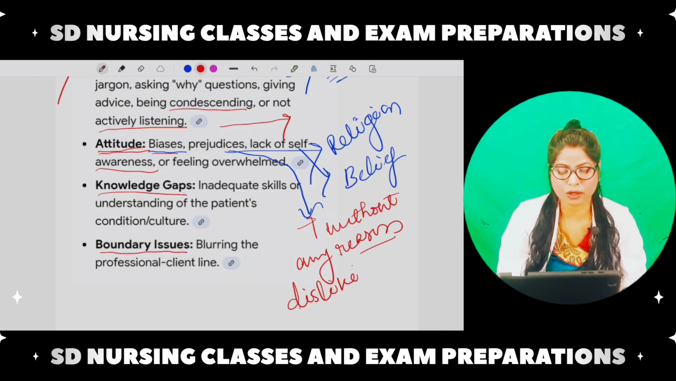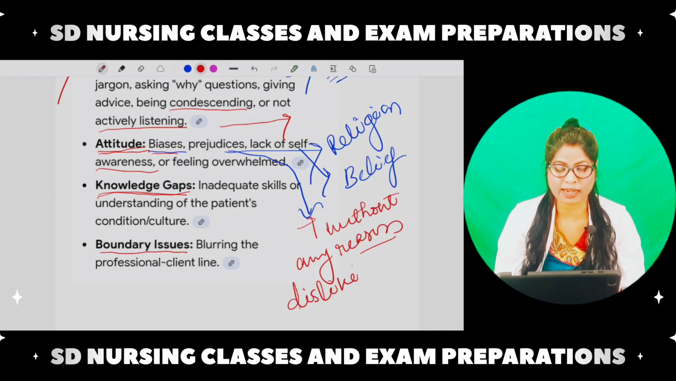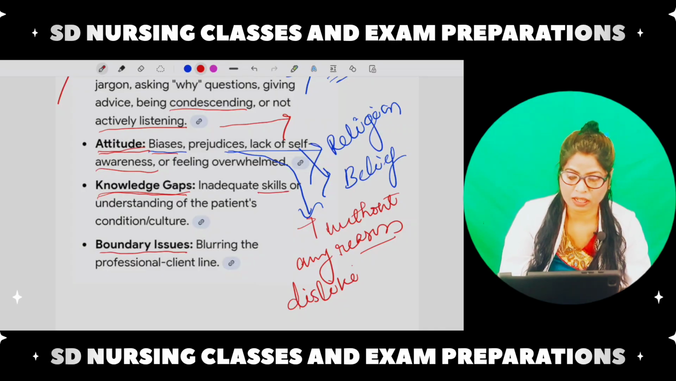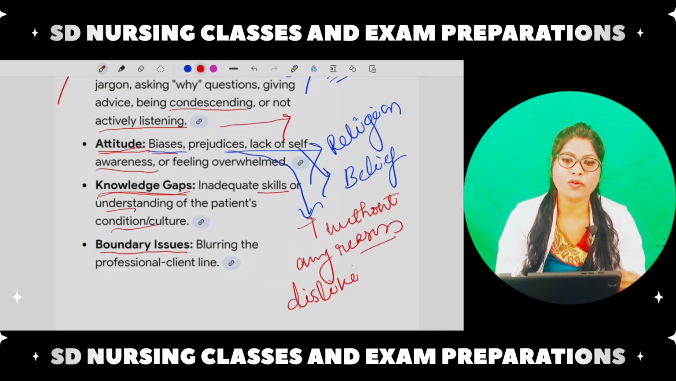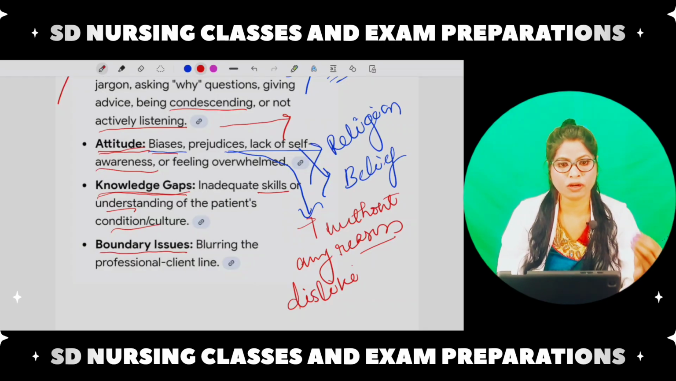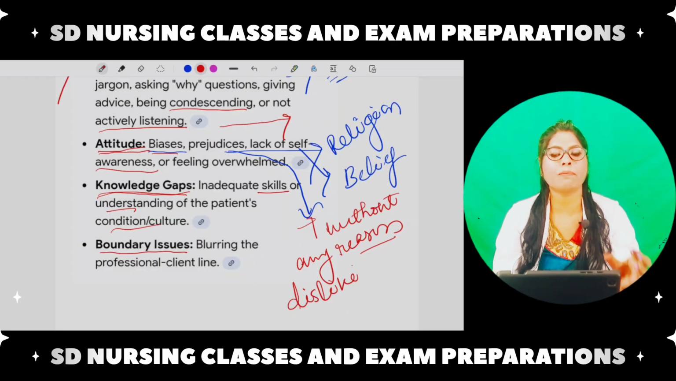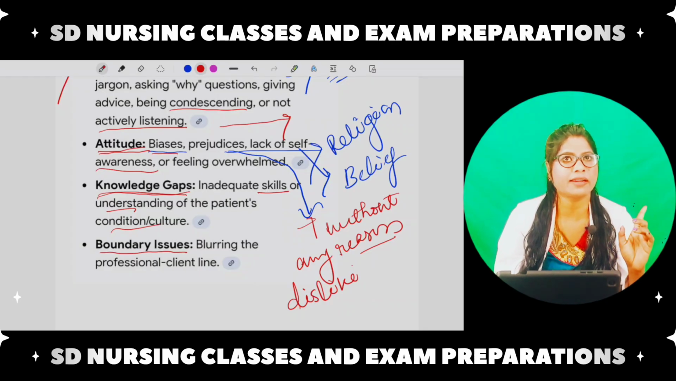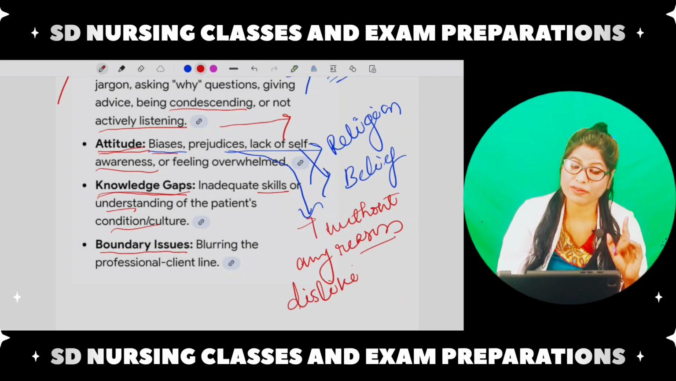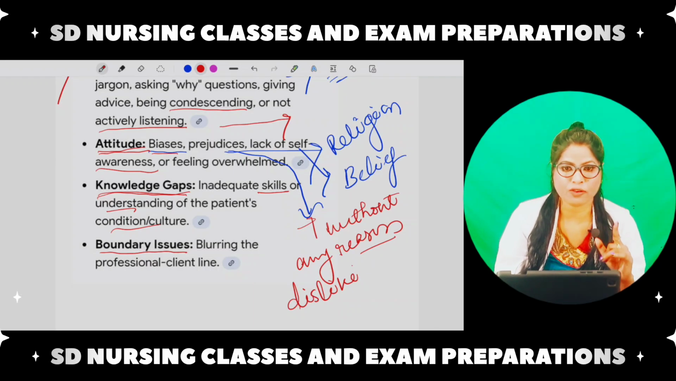And third is knowledge gap. If you don't have knowledge regarding the patient, or don't understand the patient's ability and condition, then how do you communicate with the patient? Before meeting the patient, you should know about the patient, and everything that has been in the phases of communication. There are 4 phases.